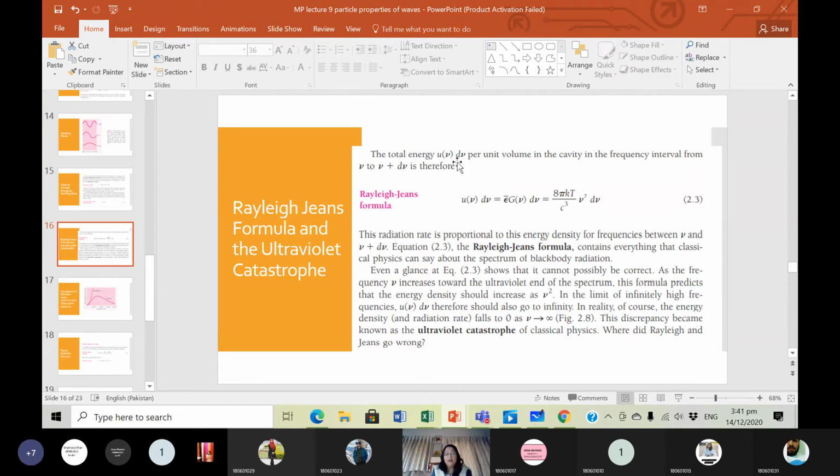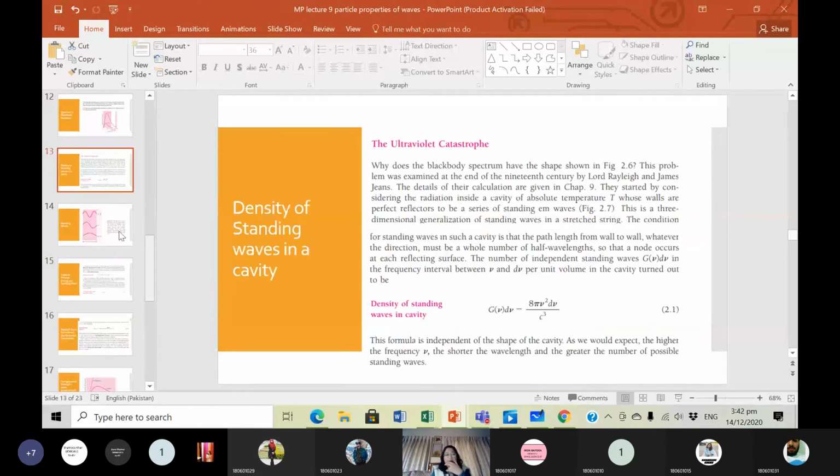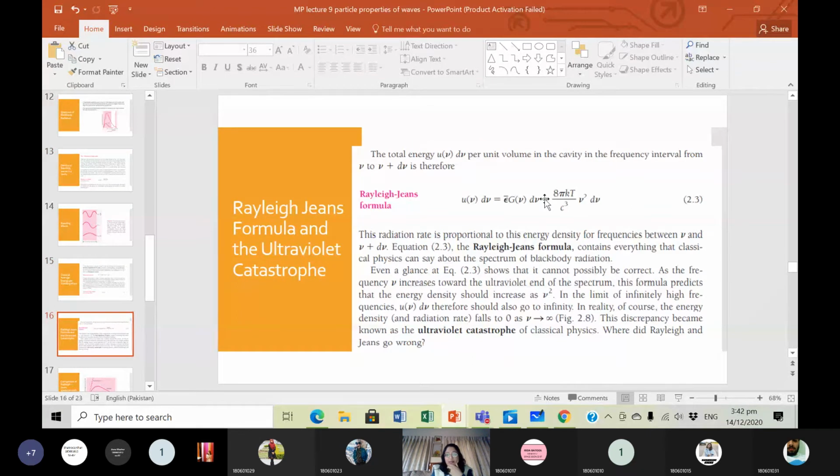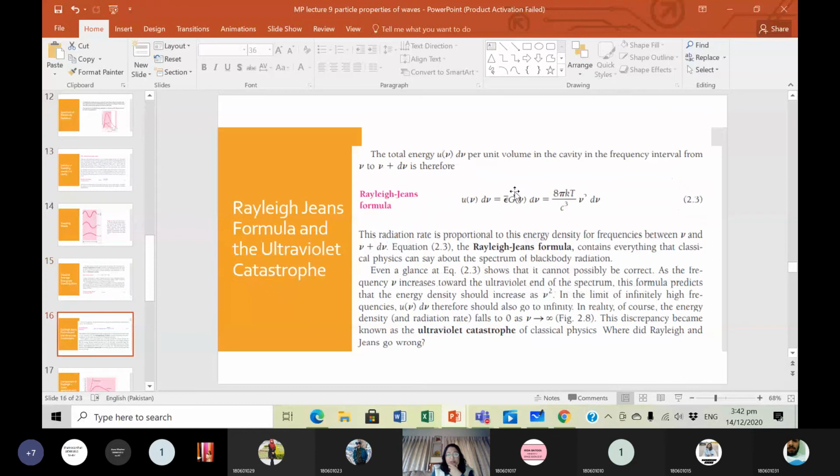U as a function of frequency, over an interval of d nu, which is our frequency interval from nu to nu plus d nu, and this is also the total energy per unit volume, is therefore going to be given by the number of standing waves per unit volume in an interval d nu times the average energy per standing wave. That will give you the total energy per unit volume in the cavity in this frequency interval. So when we multiply this equation that we had over here by kT, we will get this equation. This is not a negative sign, this is an equal to sign. So we will get now this equation.